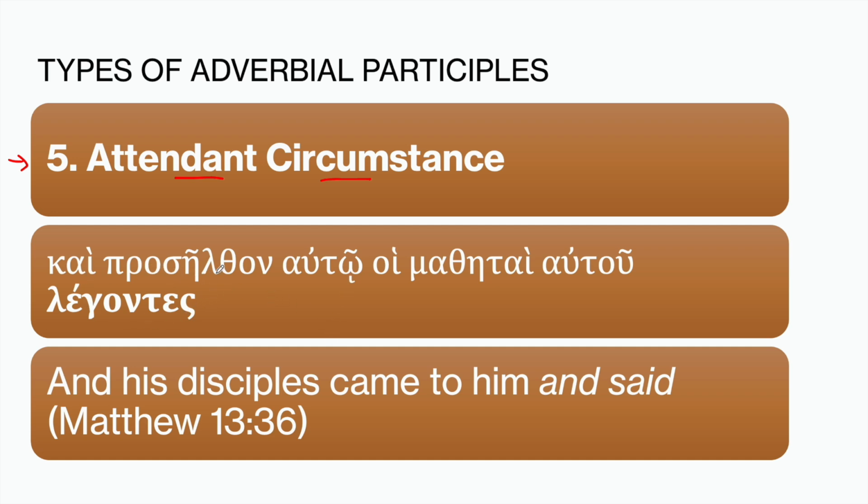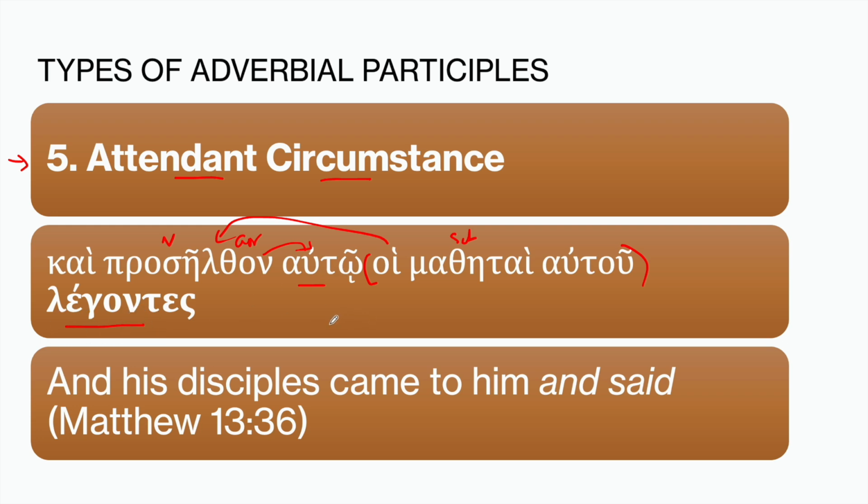Kai pros eilthon auto, hoi mathetai autu, legontes. So let's break this down. There's your main verb. It's pros erkomai in the aorist. And this is the dative, they came to him. Okay? They came to him, who? The hoi mathetai autu, his disciples. So that's your subject. So the subject of the main verb is hoi mathetai. So the disciples came to him, legontes.